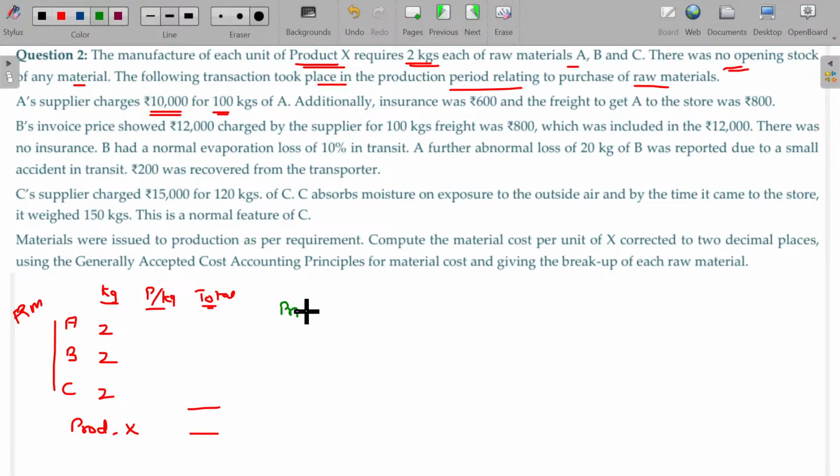Invoice price for A, 100 kgs, value being 10,000. Additionally, insurance was 600 and freight to get A to the store being 800. That should also form part of the cost. So you have to add insurance and add freight. Insurance being 600, freight being 800.